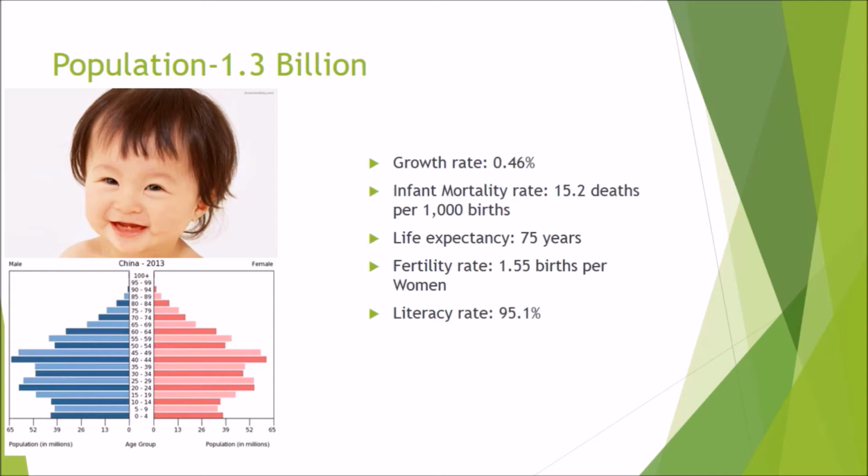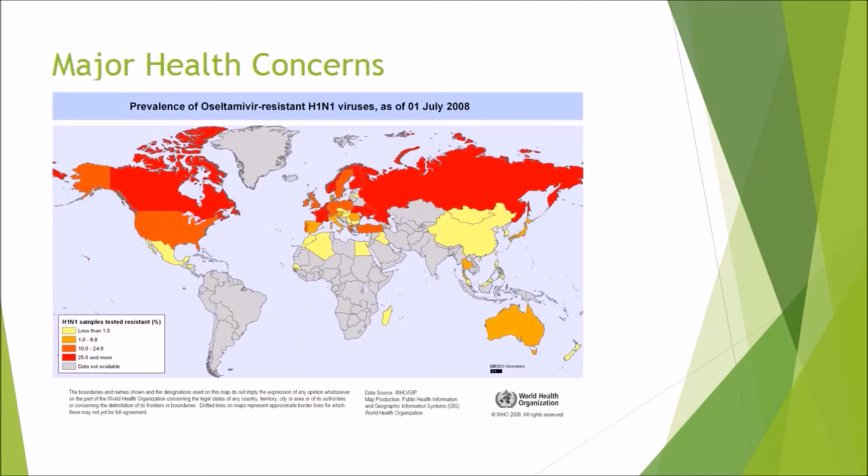The total literacy rate is 95.1%. Major waterborne diseases that are common in China include bacterial diarrhea, hepatitis A, and typhoid fever. H1N1 has also been a problem in China.